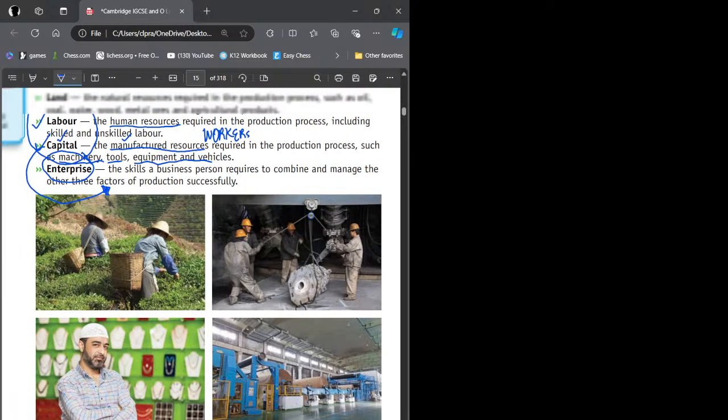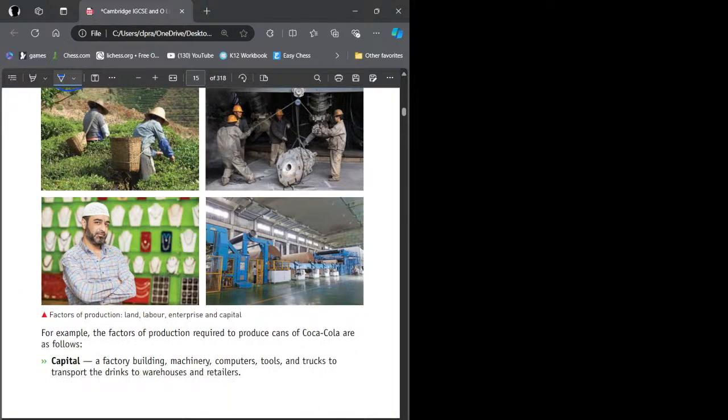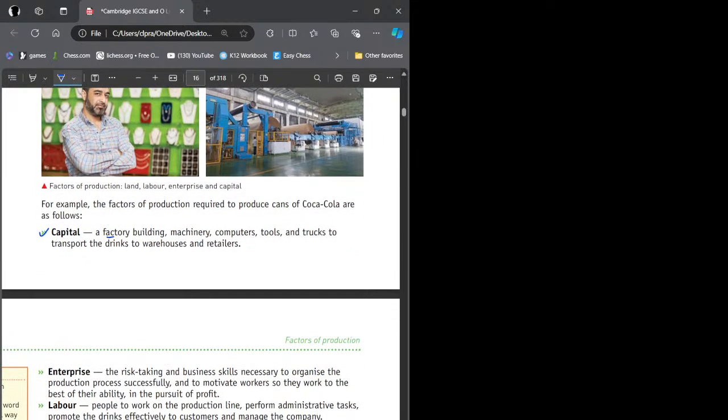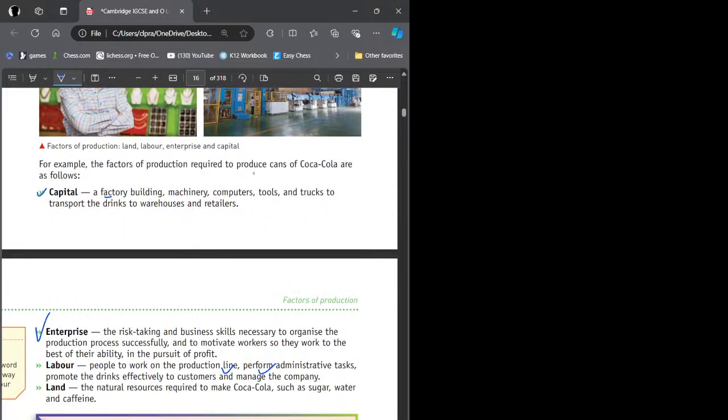Now, the examples I've been giving here: factory building, machinery, computers, tools, trucks, etc. Enterprise is the risk taking and business skills required to organize the production process successfully. Labor is people working in the production line, administration tasks, etc. And land is natural resources such as sugar, water, and caffeine.